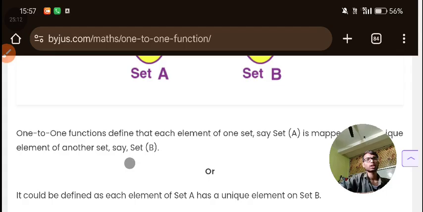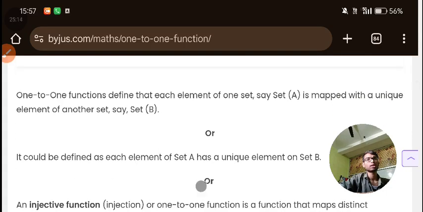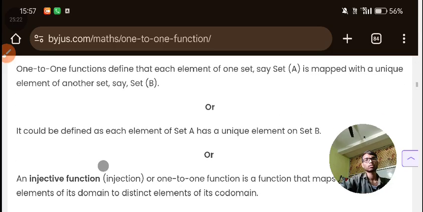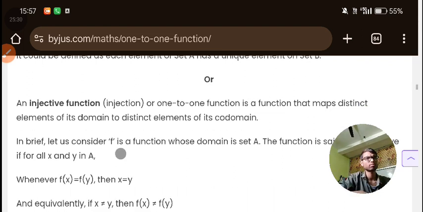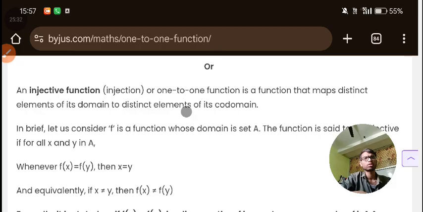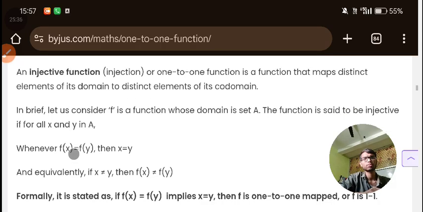A one-to-one function defines that each element of one set, say set A, is mapped with a unique element of another set, say set B. It could be defined as each element of set A has a unique element in set B. An injective function or one-to-one function is a function that maps distinct elements.